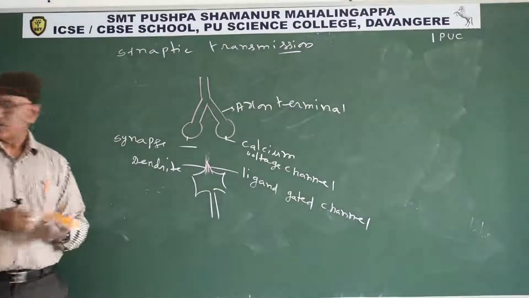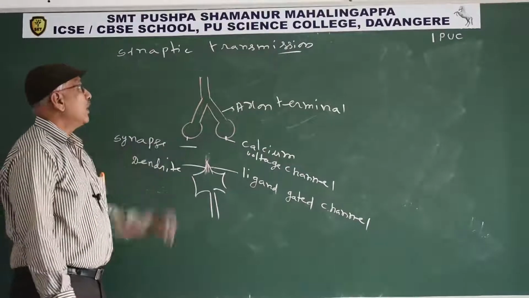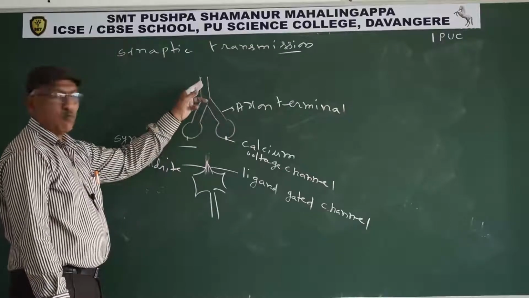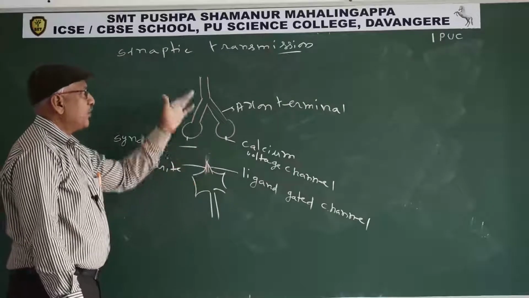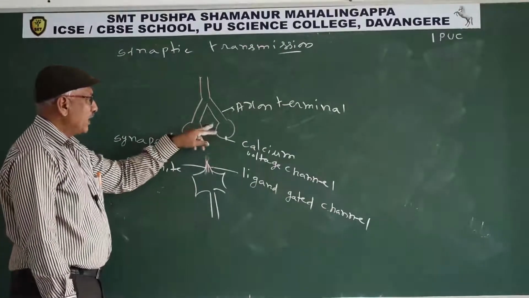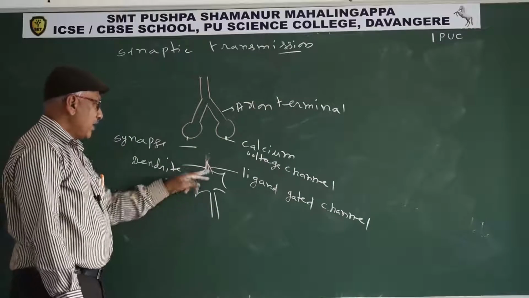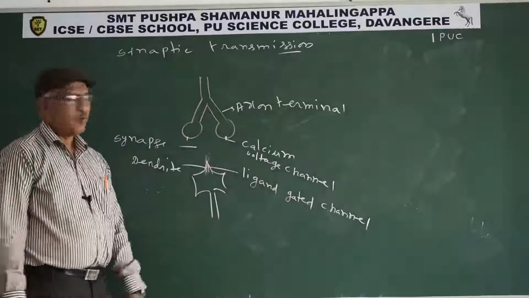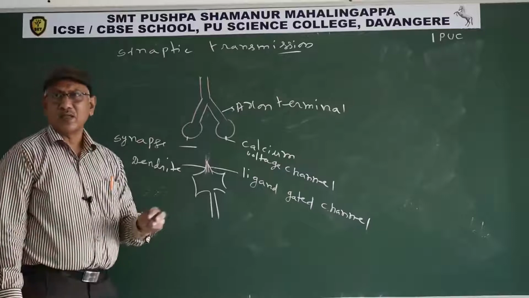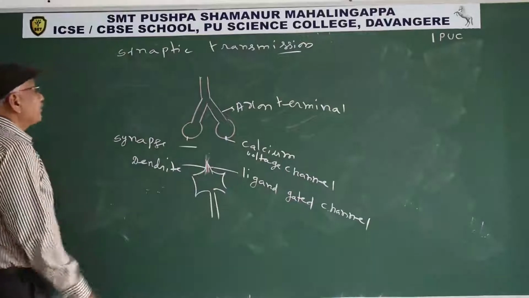Information or message traveling from one neuron to another neuron is known as synaptic transmission. The empty place present between the axon terminal of one neuron and the dendrites of another neuron is known as synapse. The membrane covering the axon terminals is known as presynaptic membrane. The plasma membrane of the dendrite and cyton is known as postsynaptic membrane. Presynaptic membrane, synapse, and postsynaptic membrane together are known as synaptic cleft.